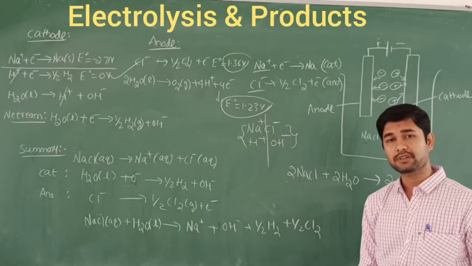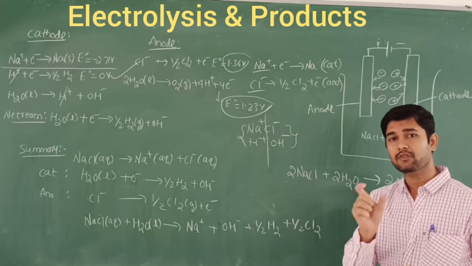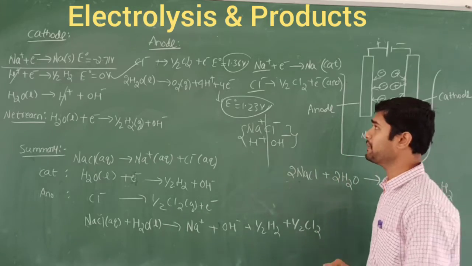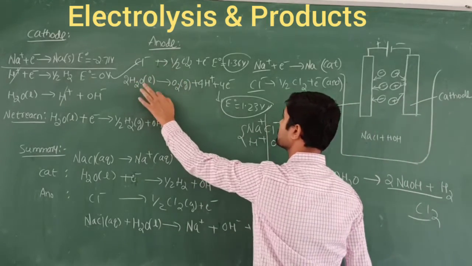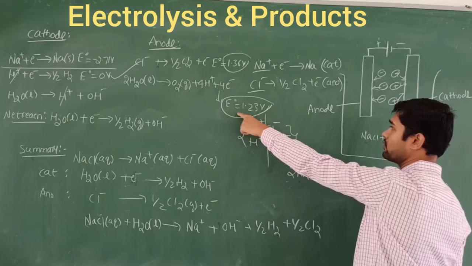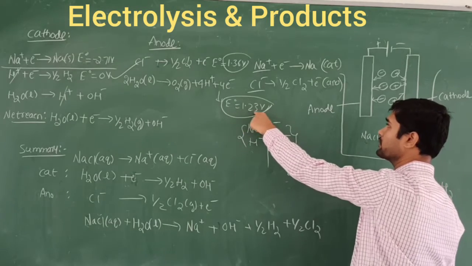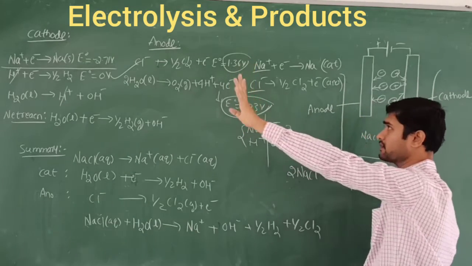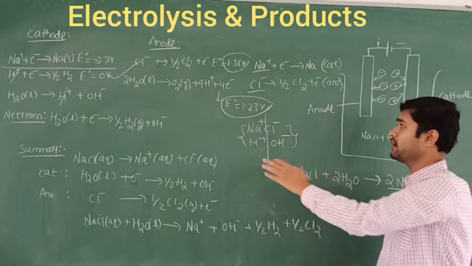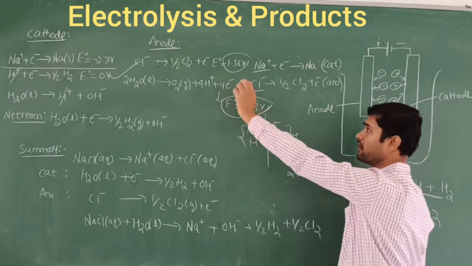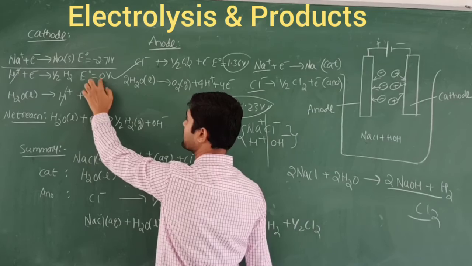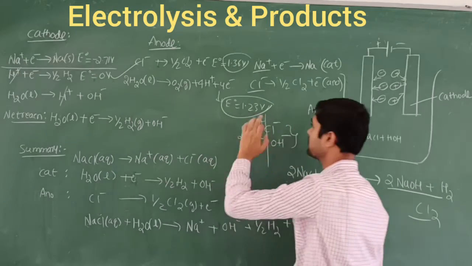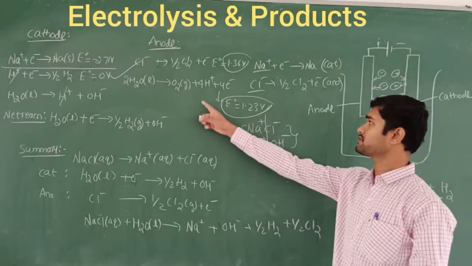For the anode reaction, you should consider only the lower reduction potential. By comparing this Cl minus and this one, which is the lowest? E naught for this one is 1.23 volt, and 1.36 volt for the other. So we consider the lower reduction potential for the anode, and the higher reduction potential for the cathode. Here the lower reduction potential is this one.